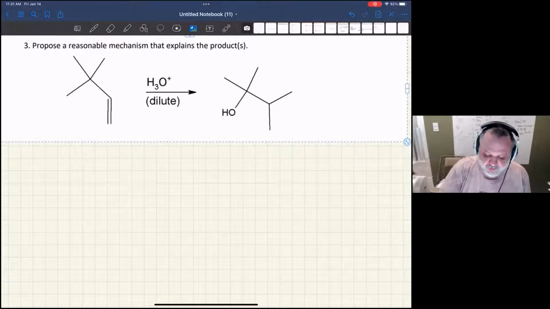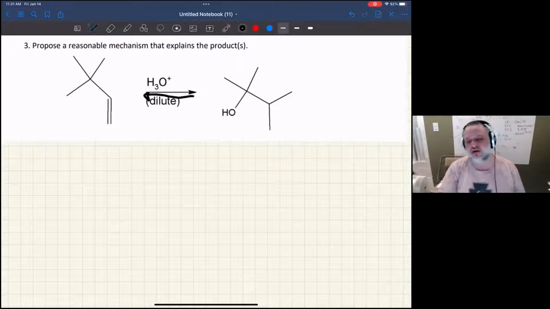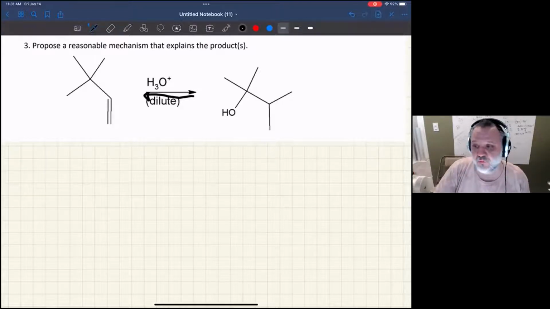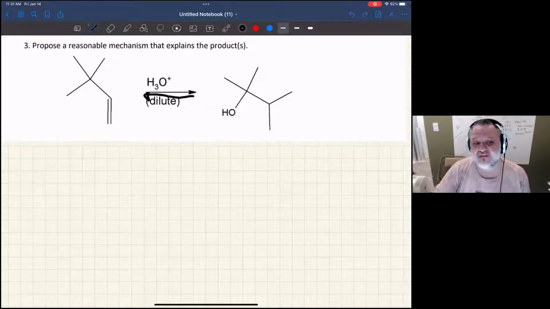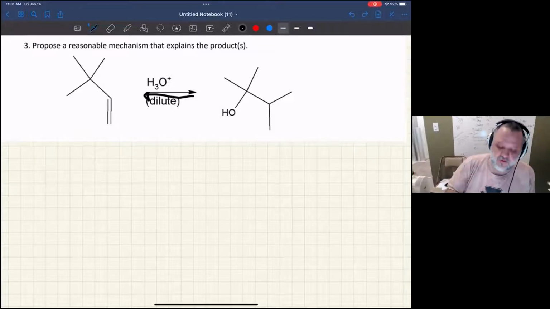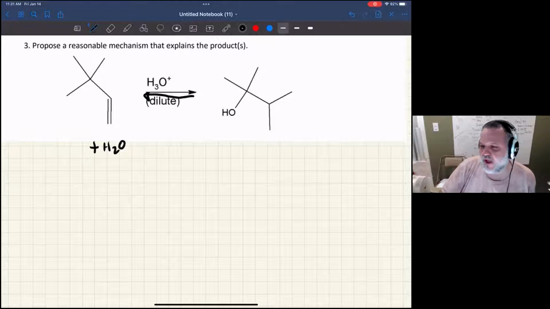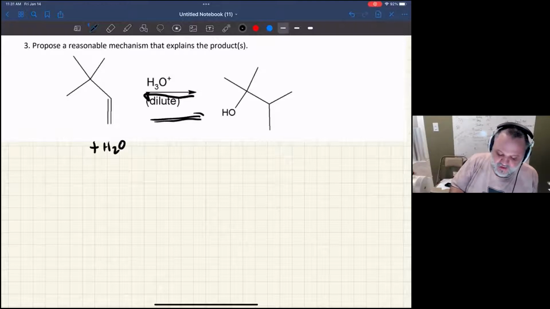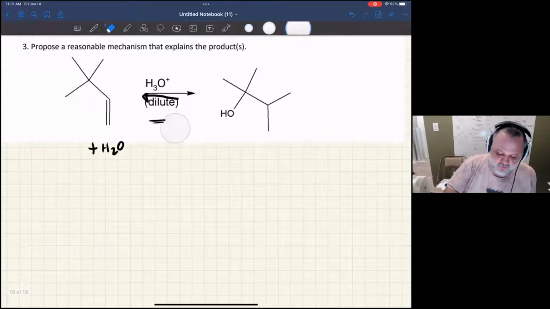So we have to remember that by and large, acid-base reactions are equilibriums, and so they go both ways. And which way they go depends on the concentration of the reactants. Dilute acid has lots of water. If I were to write the reaction in general chemistry terms, water is one of the other reactants, and so having a dilute acid forces the reaction in that direction towards the alcohol.